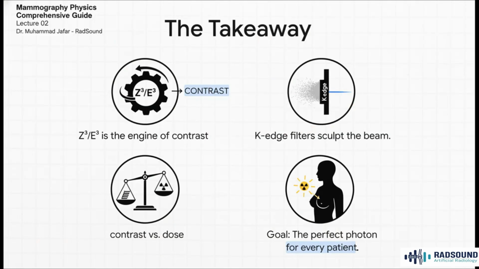So let's just do a quick summary. The engine of contrast is that Z cubed over E cubed relationship, period. We forge the raw beam with specific targets, and then we sculpt it with those amazing K-edge filters. Every choice is a clinical trade-off between getting great contrast and keeping the dose low. The ultimate goal, always, is creating the perfect photon for each individual patient.